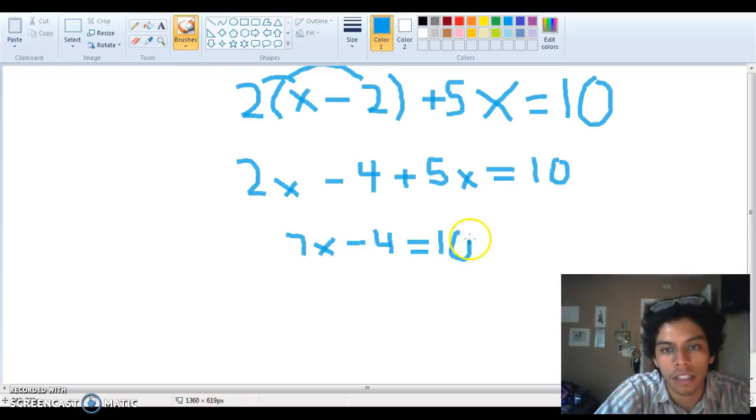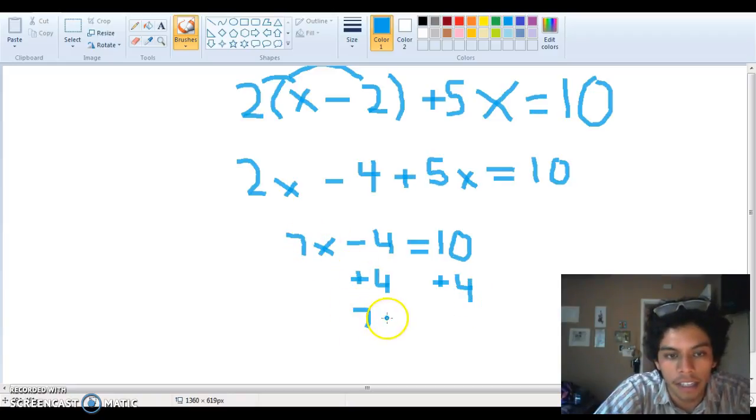So we reduce this to a two-step equation where now we want to try to isolate the variable. So we want to move everything away from the variable. So we'll begin by applying the additive inverse to 4 so that we can move it to the other side in order to isolate our variable. By adding 4 to both sides, we end up getting 7x on the left hand side, and then we get 14 on the right hand side.